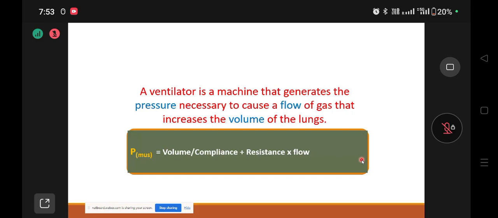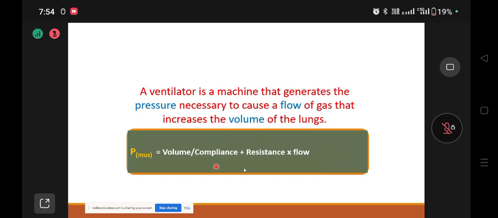So just keep this in mind. A ventilator is a machine, I think, which we all know, that generates pressure to cause a flow of gas to increase the volume. So it is a machine which uses these concepts which I have just told you to generate a pressure. It generates a pressure which causes a flow of gas from its end towards the alveoli, so as to increase the volume of the lung, or what we call the tidal volume of the lung.